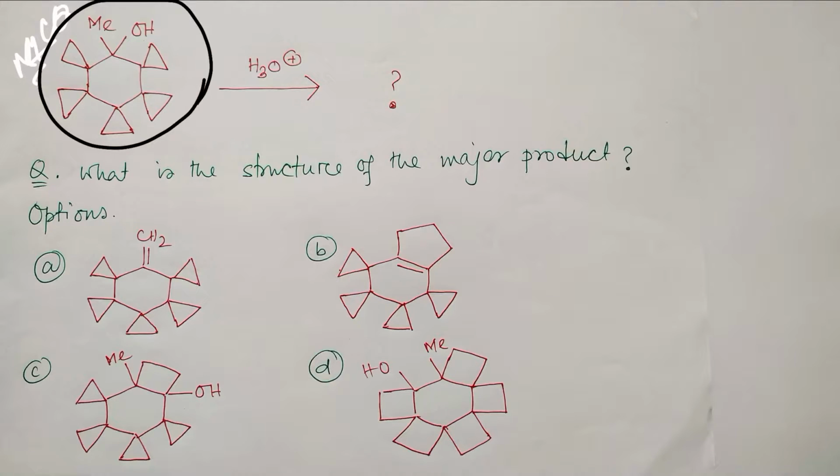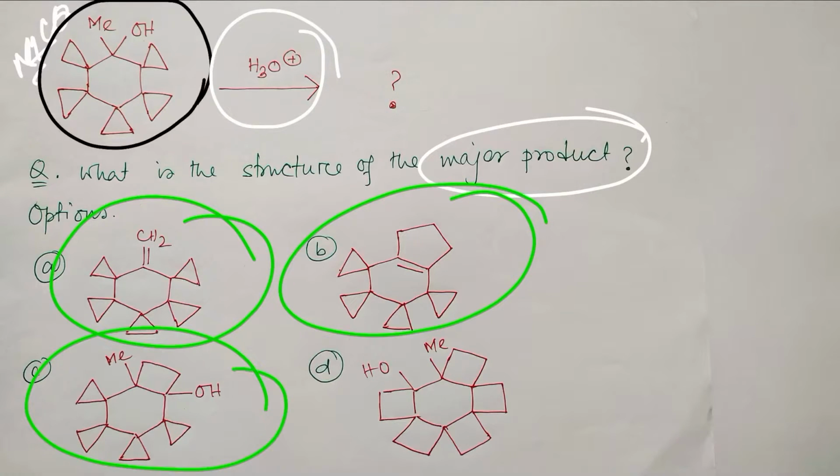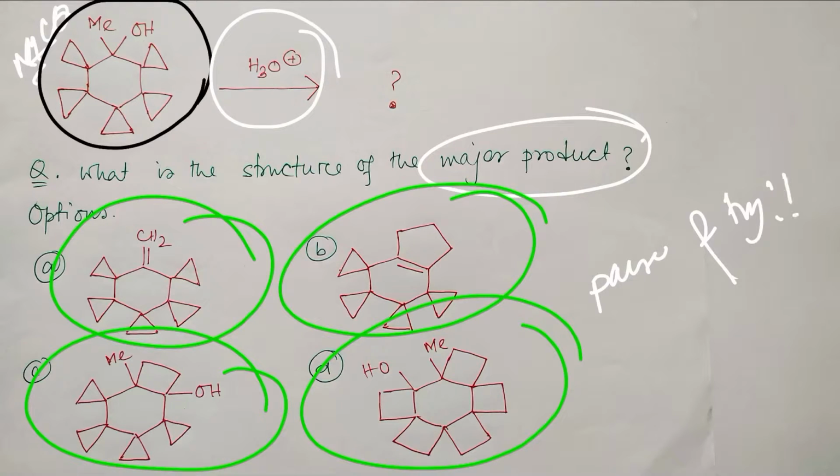So the question is, in presence of dilute acid, what is the major product structure? And in order to get the answer, 4 options are provided in front of you and one of them is the right answer and you have to find it out. As usual, I first request you, please pause the lecture and try by yourself, and write your answer in the comment box, because self-evaluation is essential for self-improvement. Okay, so you should know your strength as well as weakness.